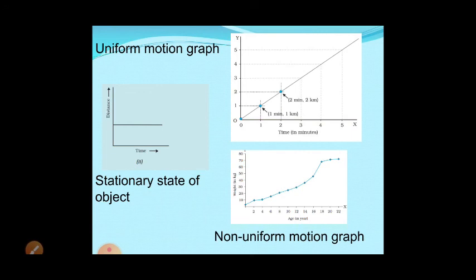So these three graphs are very important. By seeing the graph you can easily identify what type of time-distance graph it is, or what type of motion the object has. With this explanation, this chapter has finished.